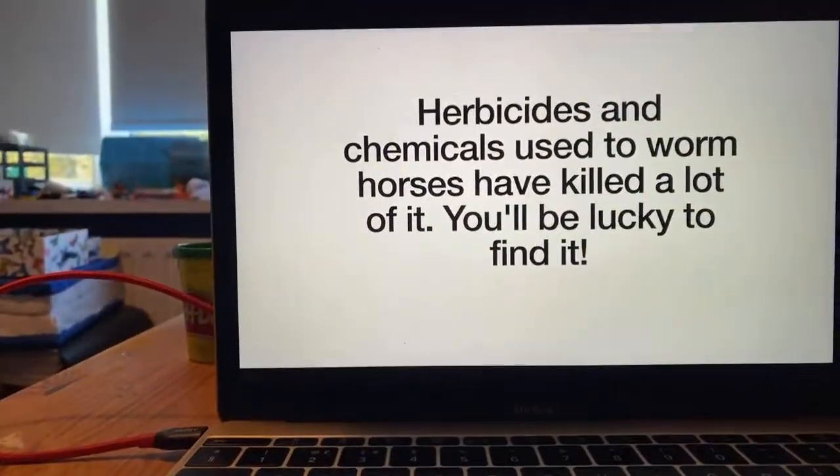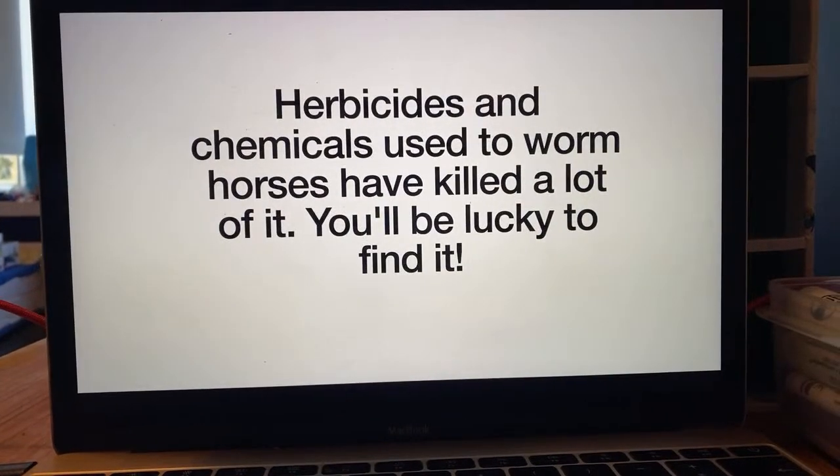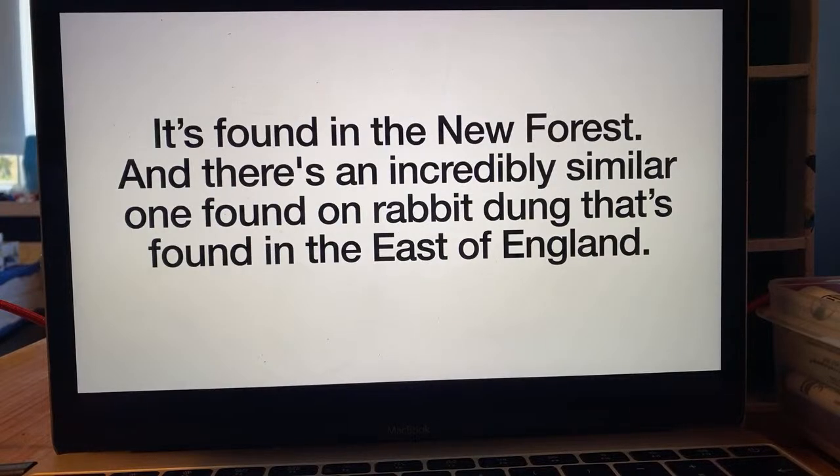Also, though, sad times. Well, I suppose maybe it's not sad for the horses, but the chemicals used to worm horses have killed a lot of that nail fungus off. So you'll be very lucky to find it. If you live near the New Forest, get out there. Don't touch it, obviously, but if you see any of your beautiful ponies' wild horse dung, have a look at that, because you might find some there.